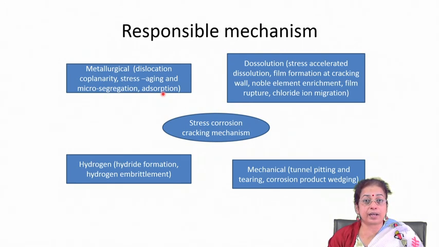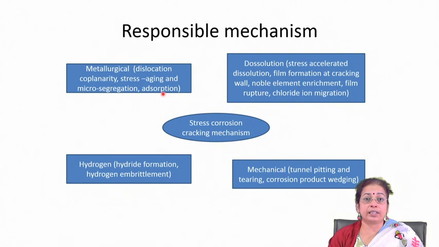Then hydrogen also can assist stress corrosion cracking, particularly in those cases which are strong hydride formers, like titanium. So, if hydride formation is there, then naturally there is embrittlement of the surface. Along the embrittled surface you will find that crack initiation and propagation occur at a much faster rate. Dissolution also is a main phenomenon.